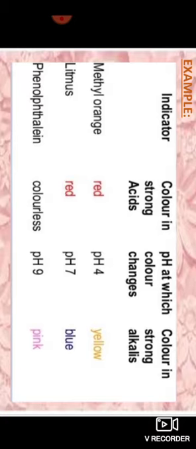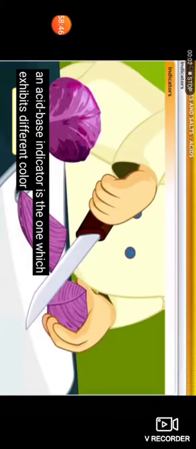So methyl orange is red in the acid, but at pH 4 it will change its color. When we add a strong alkali into that acid, it turns yellow. In the same way, the litmus paper, which is red in the acid, turns blue in the alkali, and the color change pH is 7. In the same way, phenolphthalein, which is colorless in the acid, turns pink when we add an alkali into the acidic solution, and its color change takes place at pH 9. Now to learn about the indicators, watch this video.